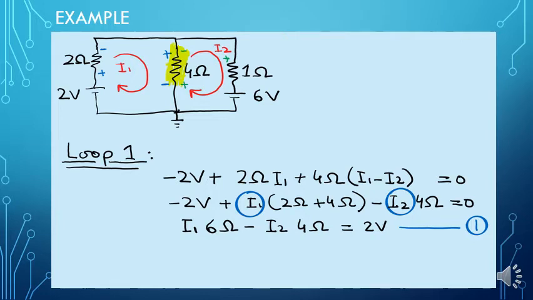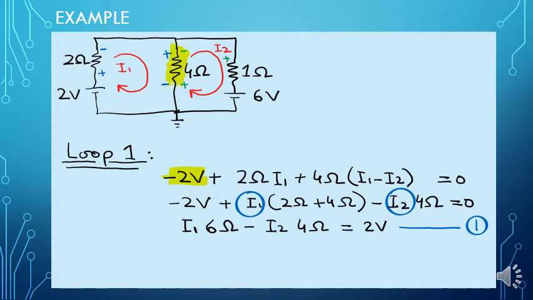Okay, now if we write down the KVL, Kirchhoff's voltage law equation, for loop 1, we start from the voltage source, that is 2 volts. As per our previous convention, in this direction we assume it is negative, so minus 2. After that, the current enters from this point and exits from the other point, so we write it as 2 ohms multiplied by I1. Why? Because in this loop we have current I1.